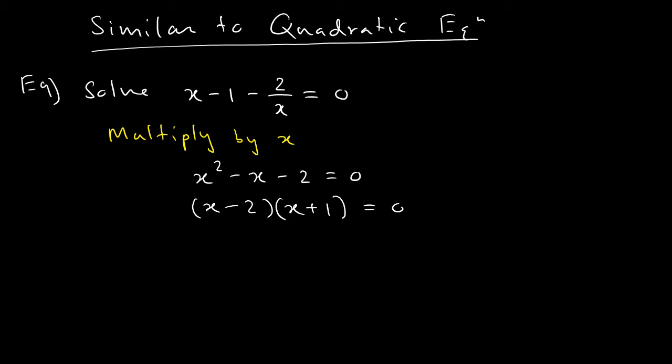Then we're going to set each factor equal to 0. So you get x equals 2 or x equals negative 1. So you can solve a problem like that, but we have to multiply by x first. Let's do another one. How about this one? x squared minus 7 plus 12 over x squared equals 0.